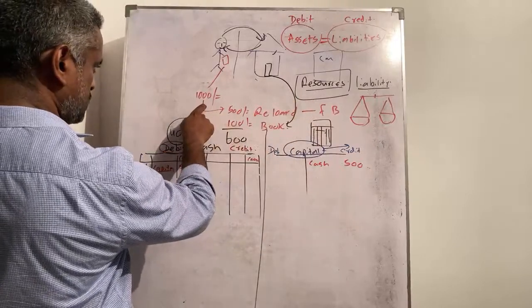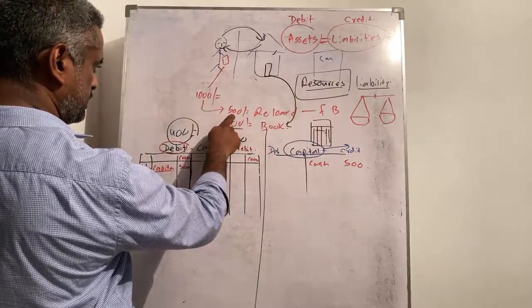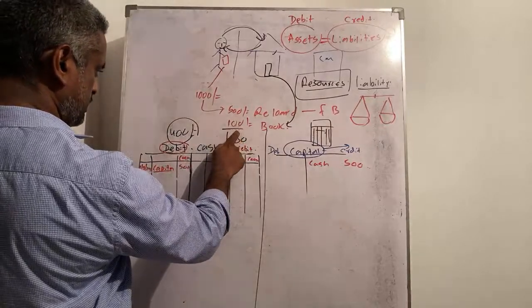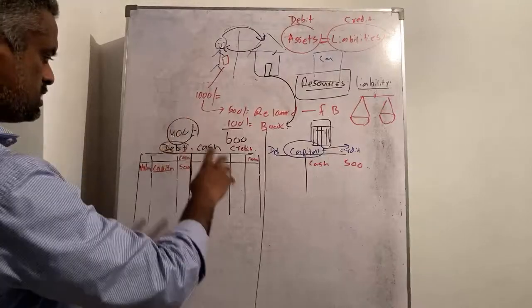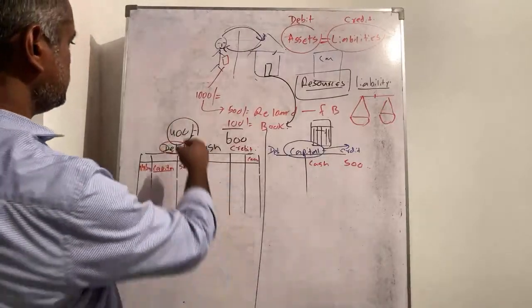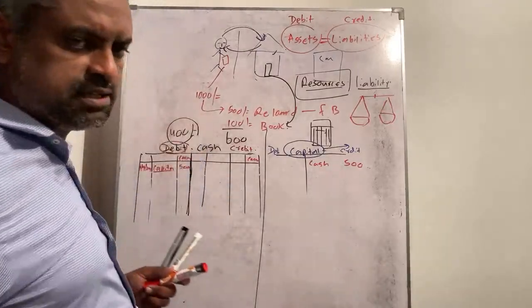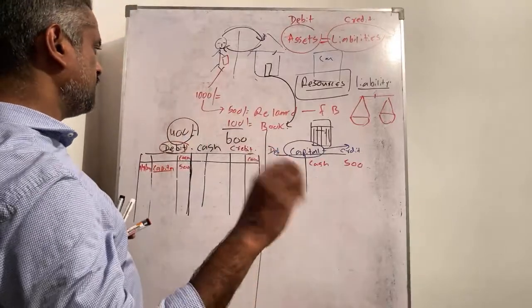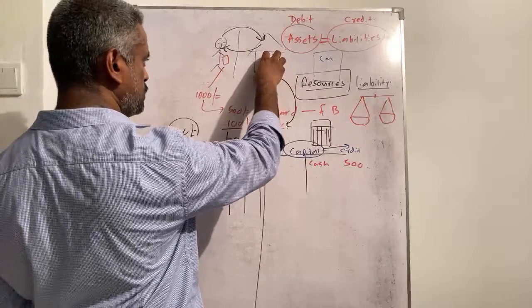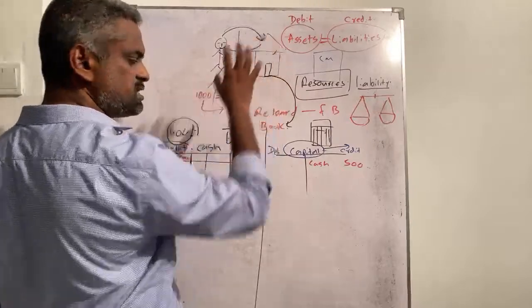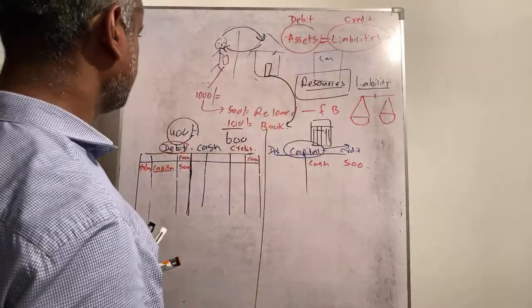Out of this 1,000, you are getting 500 into the business. Still the 400 you don't need to consider because that is not the business. That is your personal 400 inside the pocket. You didn't touch that, as far as the individual unit concept of business is concerned, right?